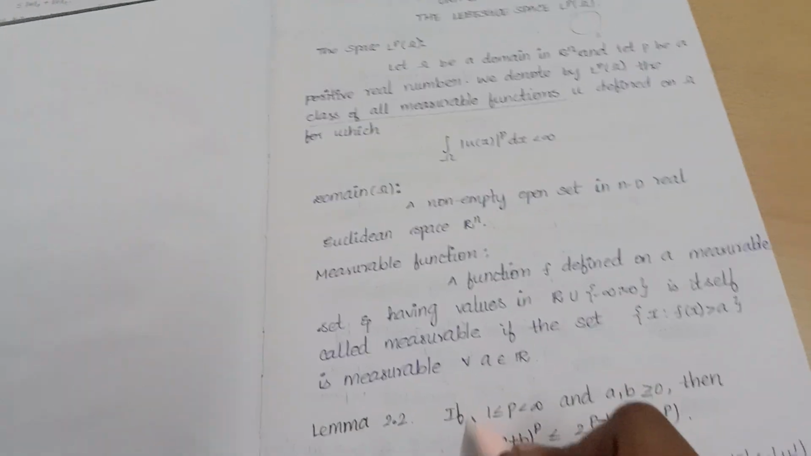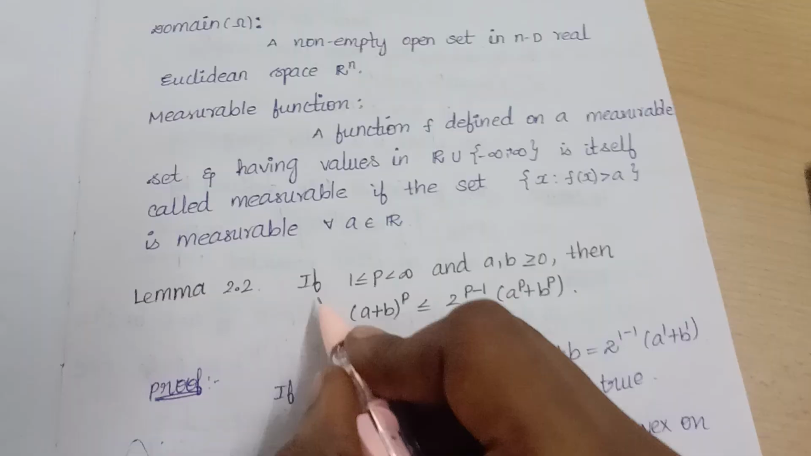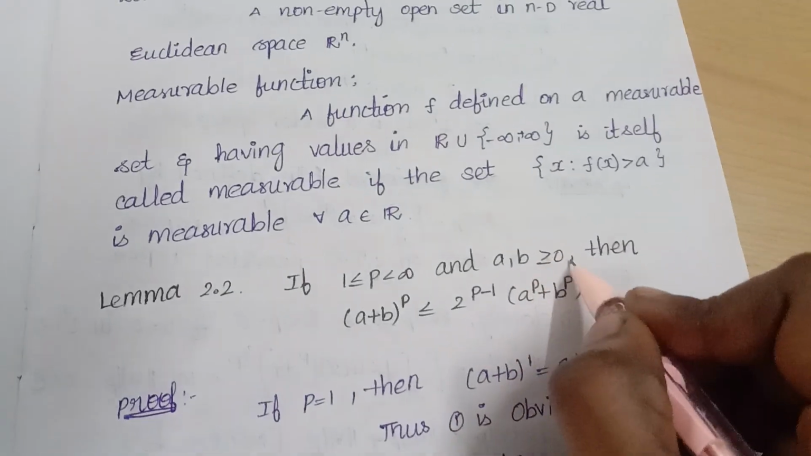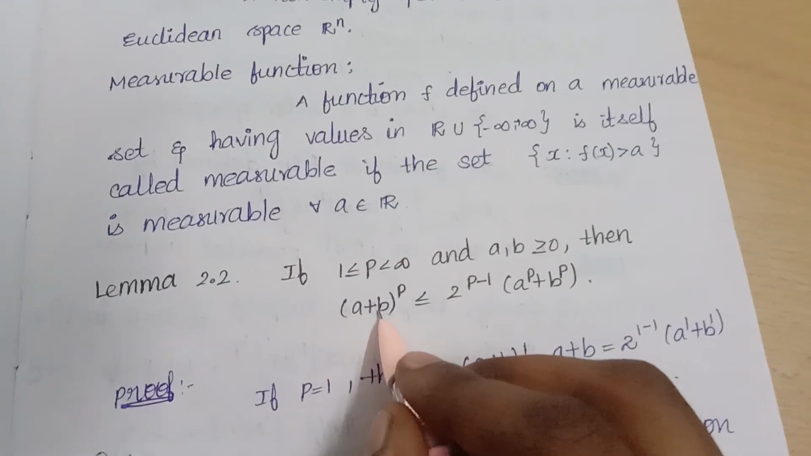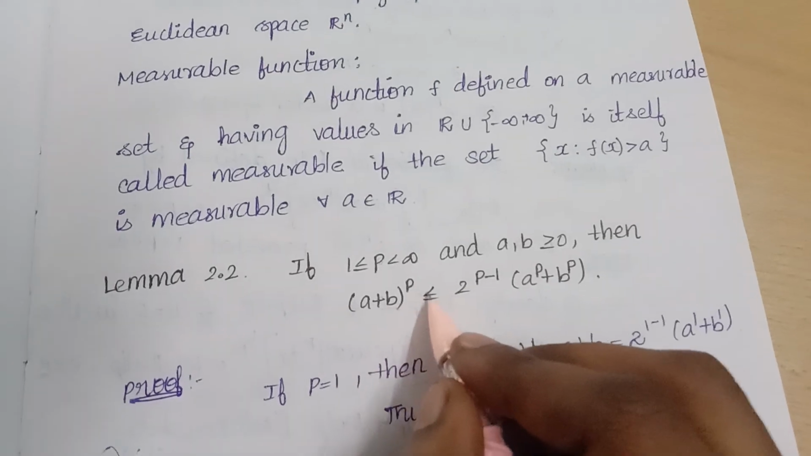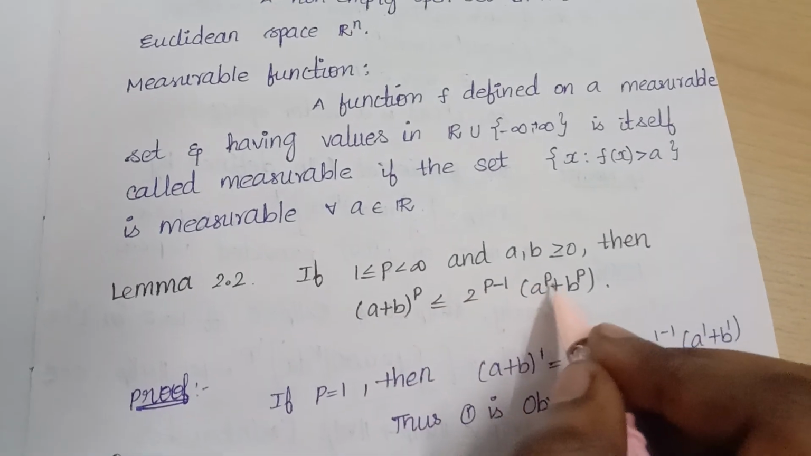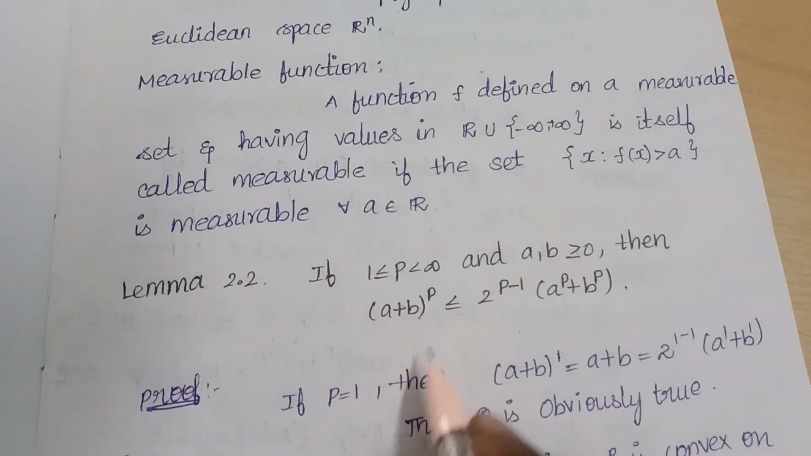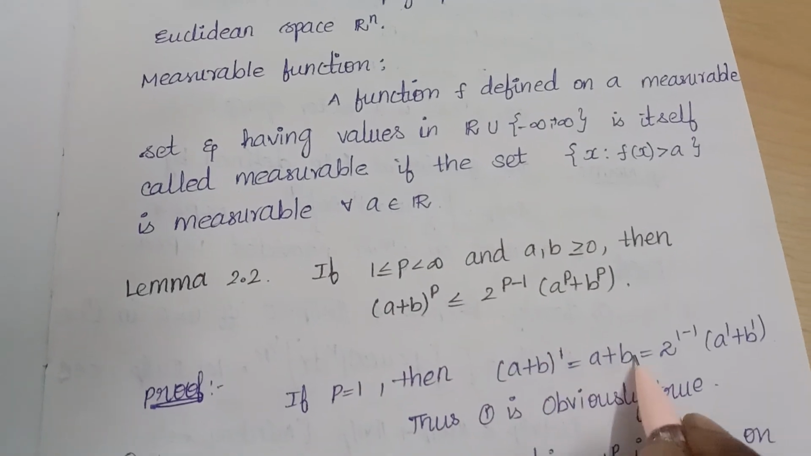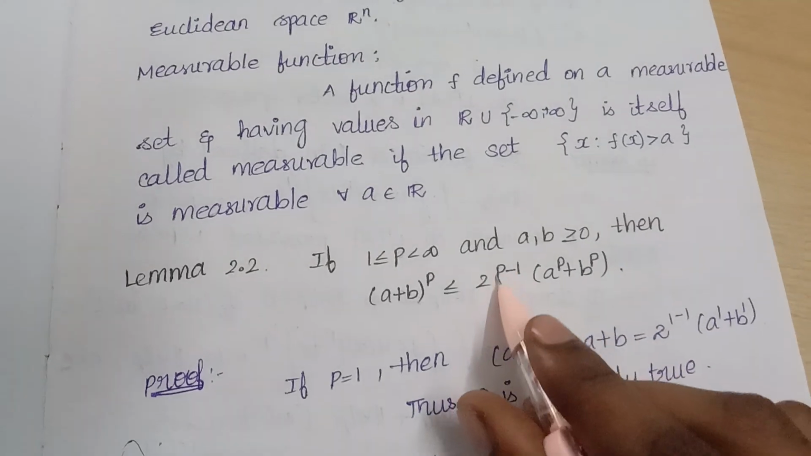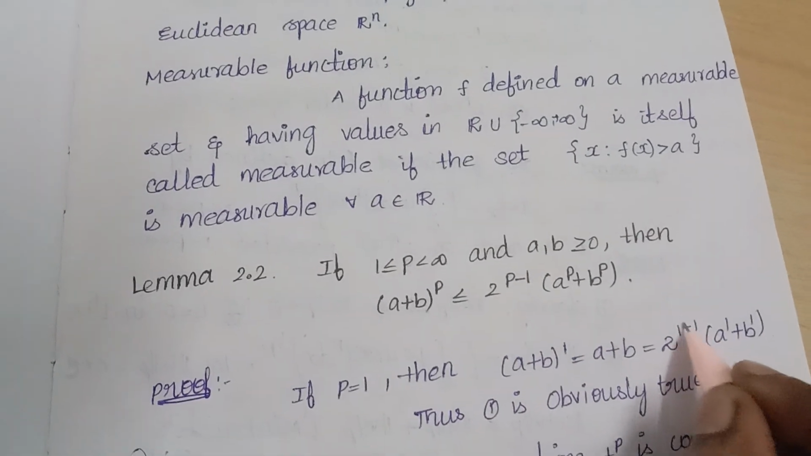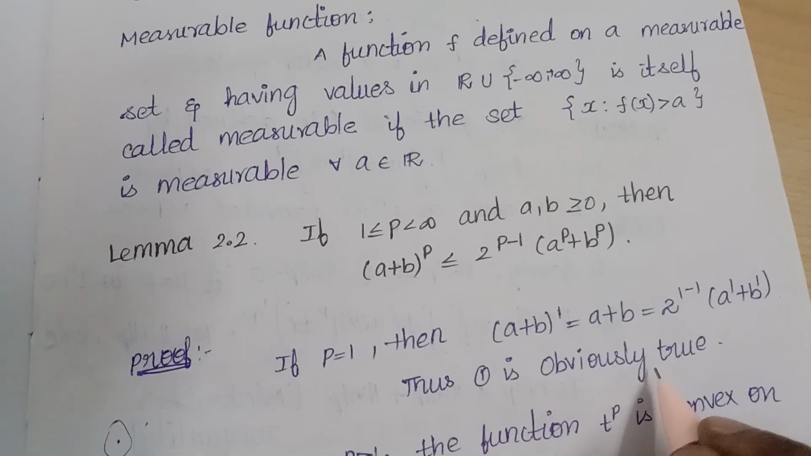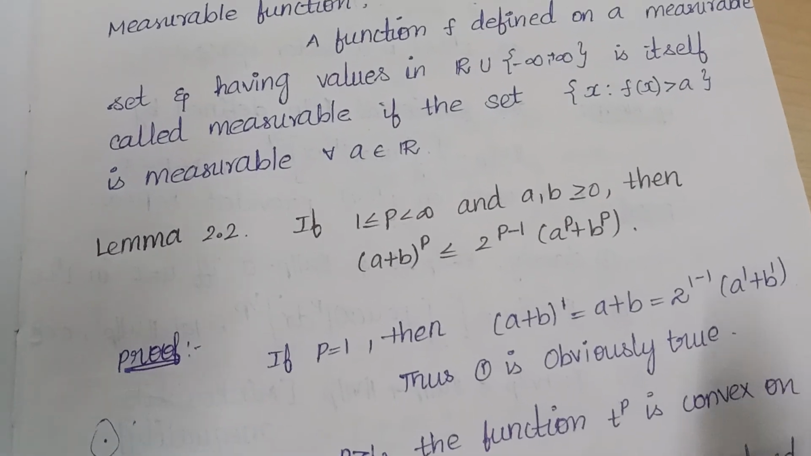From Lemma 2.2, we have to show that if 1 is less than or equal to p, a real number less than infinity, and a, b are greater than 0, then (a + b)^p is less than or equal to 2^(p-1)(a^p + b^p). If we put p equal to 1, then a + b is written as a + b, and 2 power 1 minus 1 is 2 power 0, and anything power 0 is 1, so it is a^1 + b^1. This condition is obviously true, so we need not prove anything for that case.